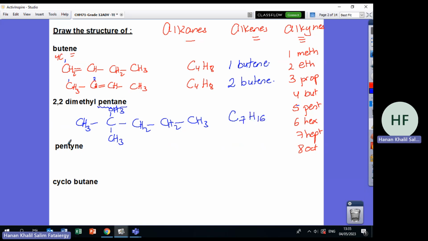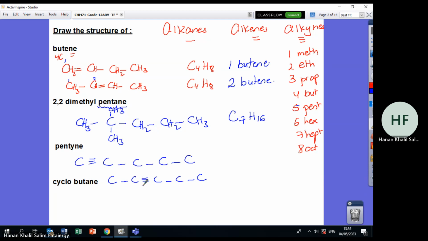Now, pentyne. What is the meaning of pent? Pent means 5 carbons. 1, 2, 3, 4, 5. And yne means alkyne, means there is a triple bond. Now, I can do my triple bond here, or I can do my triple bond here. If I do my triple bond here, this again will be 2-pentyne. If I do it here, again, it will be 1-pentyne. So I can do this in 2 different ways.